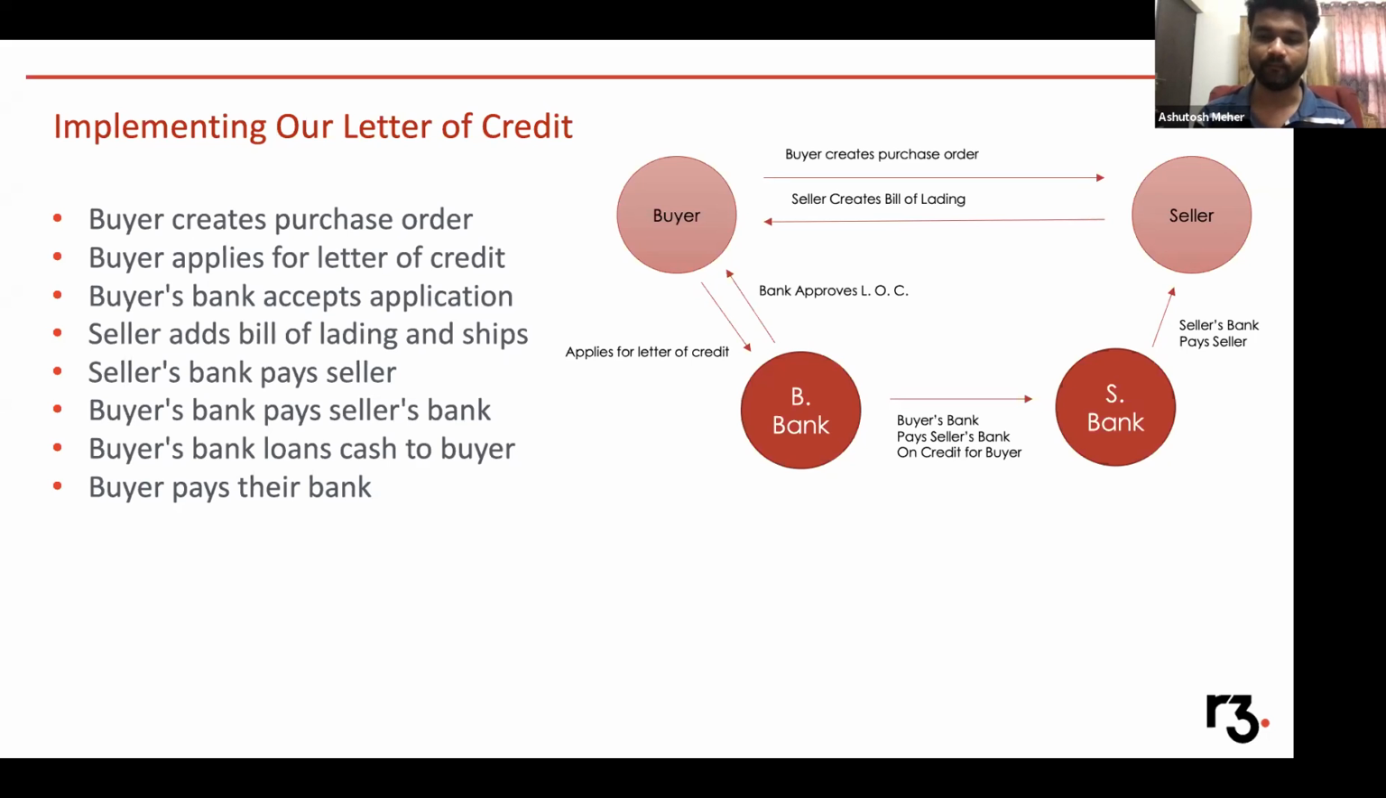So the seller gets paid, the seller's bank gets paid by the buyer's bank, and finally the buyer pays their own bank to complete the entire process. Everyone gets paid, the buyer receives the goods, and the seller sells the goods. That's how a letter of credit really works. This is what we'll be demoing today using Corda as a blockchain network.